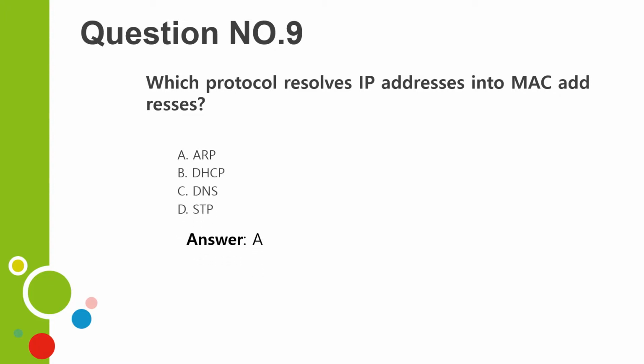Question number 9. Which protocol resolves IP addresses into MAC addresses? A. ARP. B. DHCP. C. DNS. D. STP. Answer, A.